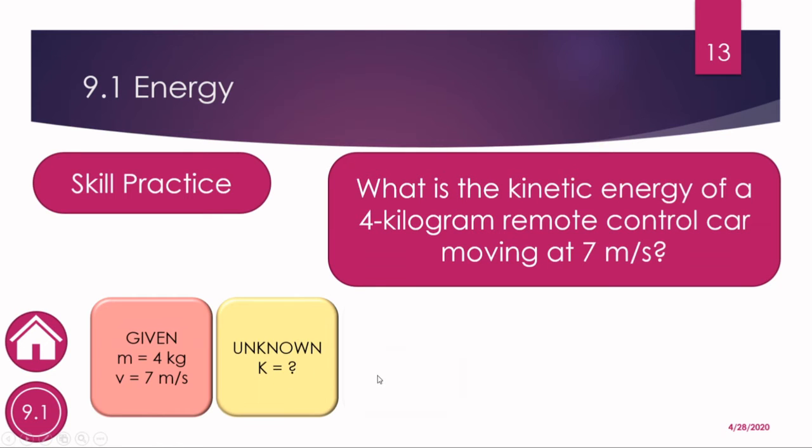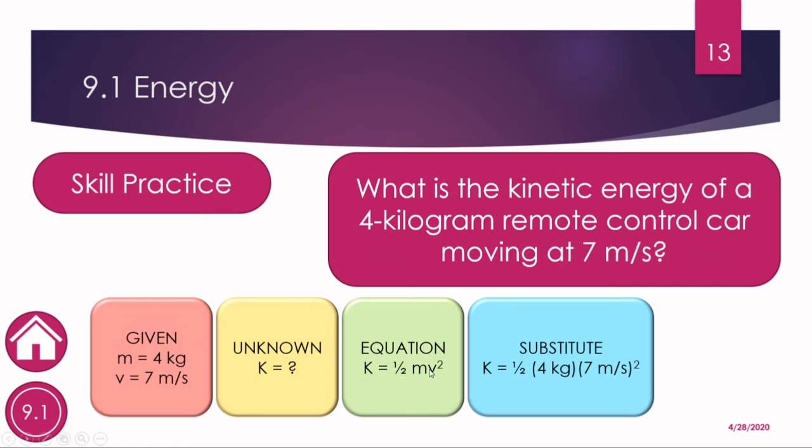I need an equation that will give me the value of K when I know m and v, and so that's where the kinetic energy formula comes in. Next, I substitute. For m, I'm going to replace that with 4 kilograms, and for v, I'm going to replace that with 7 meters per second.